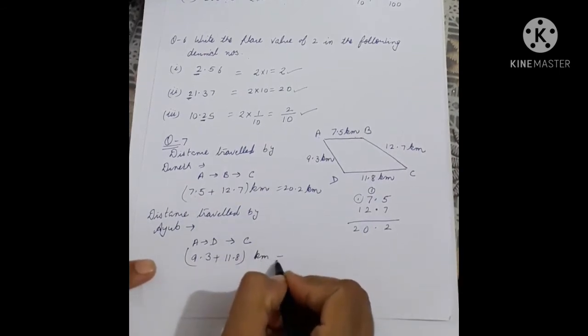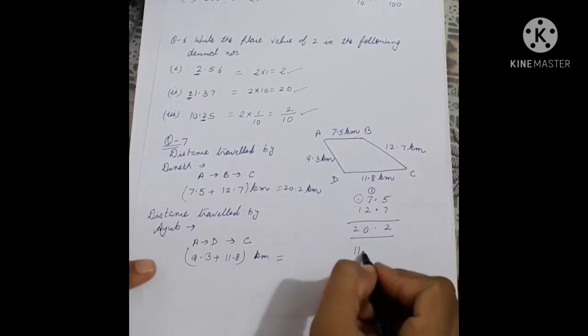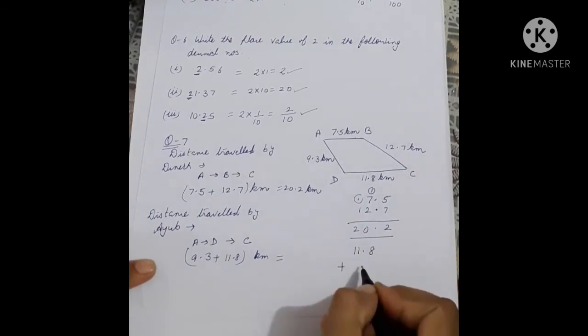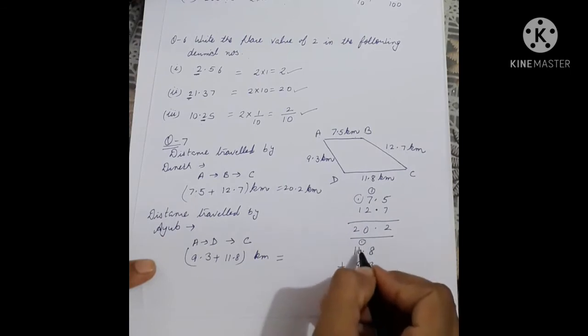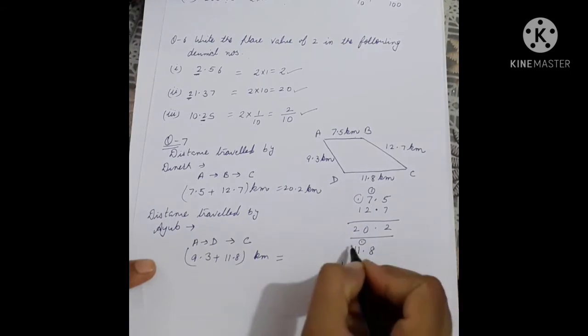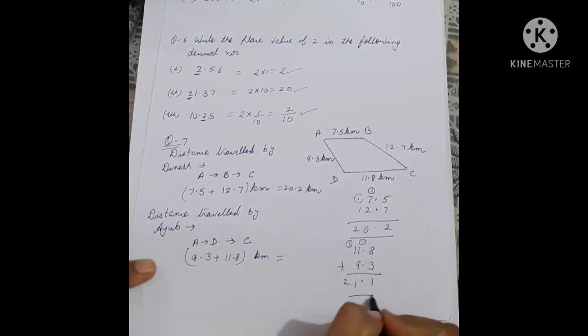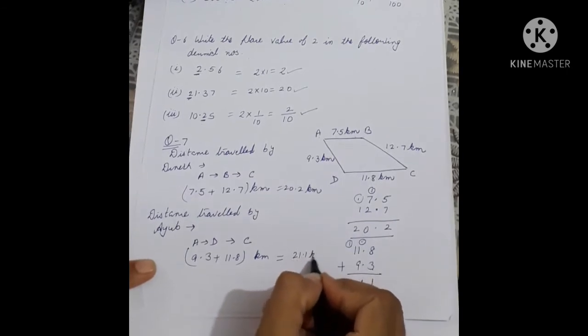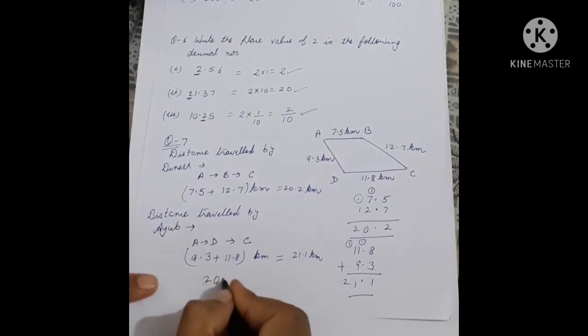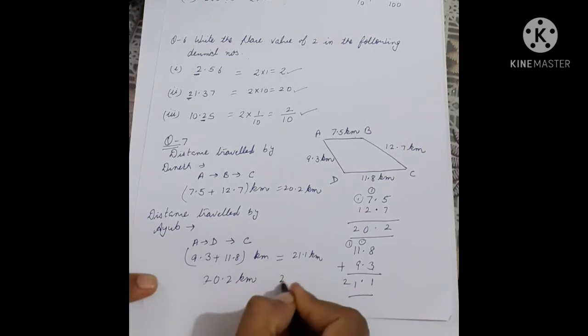This also you add, arranging them in a column. 11.8 plus 9.3. Add 8 and 3, 11, carry 1. 9 and 1, 10, and 1, 11, carry 1, and here 2. It is 21.1 kilometers. Now you can compare: is 20.2 kilometers more or is 21.1 kilometers more?